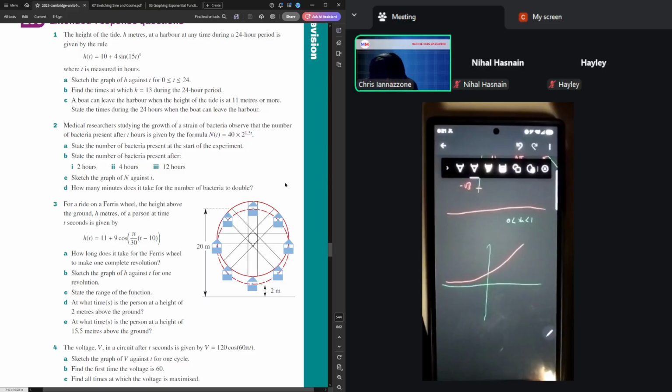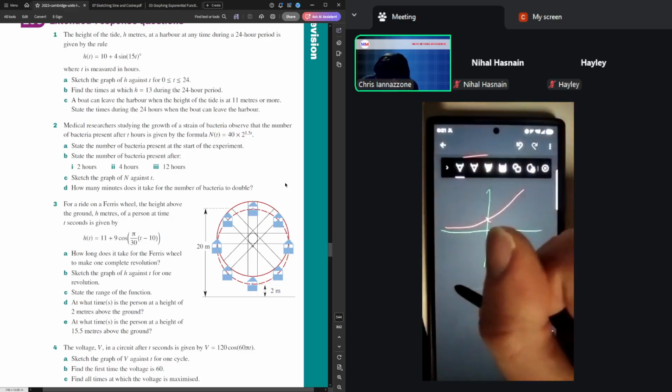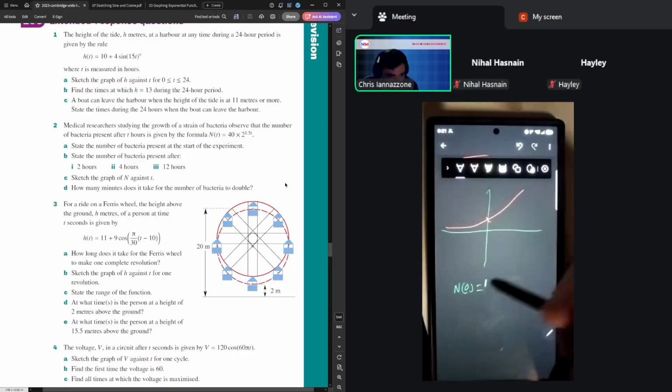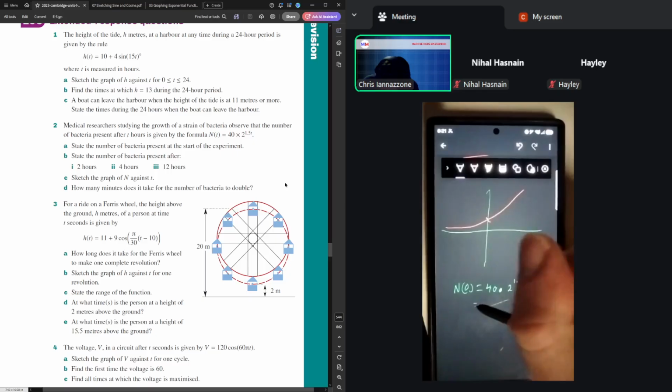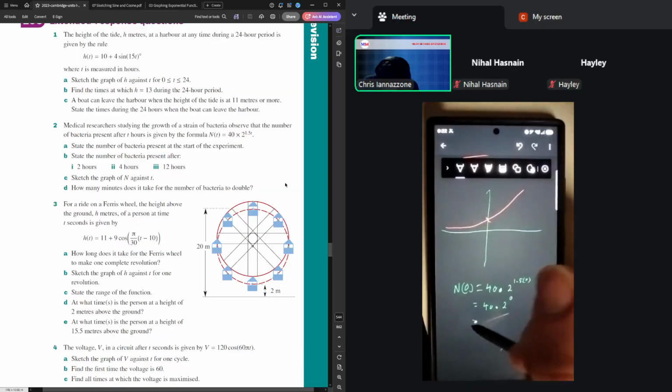So yeah, only remaining key feature is going to be our y-intercept, which of course is always solved by x equals 0. Capital N of 0, which we already did, right? That was the answer to part A. But I guess I'm already here, so I might as well show the arithmetic in more steps. 40 by 2 to the power of 1.5 times 0, which gives you 40 times 2 to the power of 0, which gives you 40 times 1, which gives you 40.